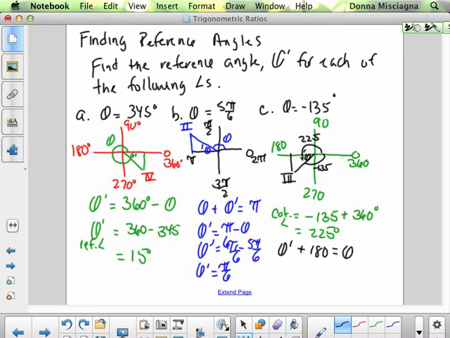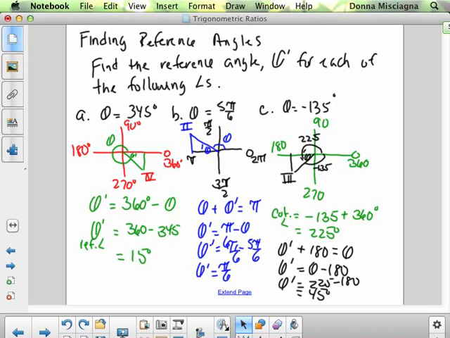So our triangle goes to the x-axis, and our reference angle is from where the principal angle ends back to the x-axis. So together, 180 degrees plus our reference angle equals the principal angle. So to find our reference angle, we're just going to subtract 180 from the principal angle, which means our reference angle is 225 minus 180, or 45 degrees. All right, and that's all there is to finding reference angles.